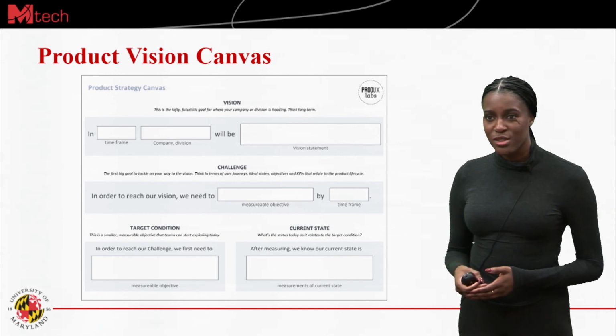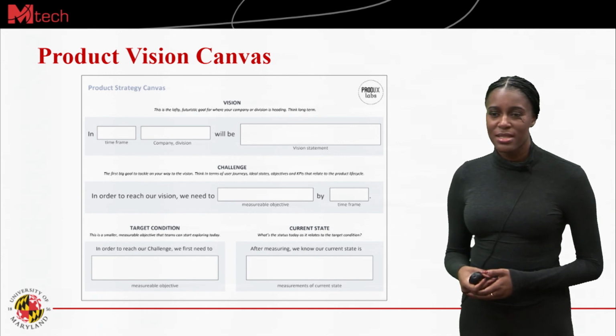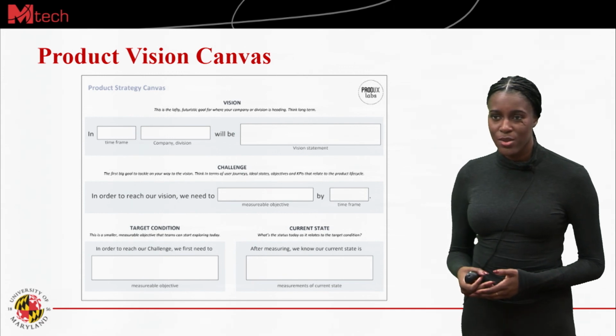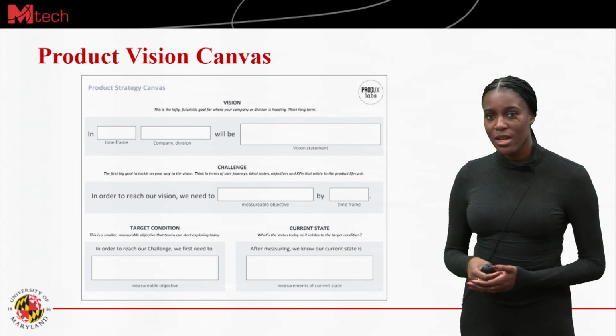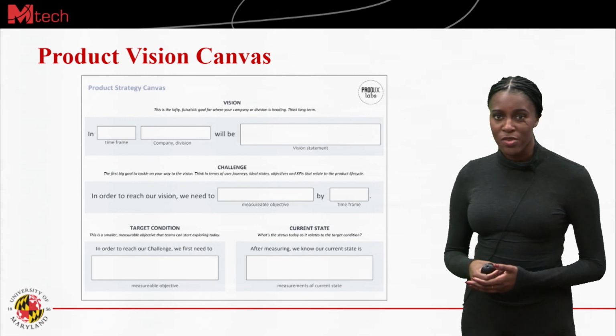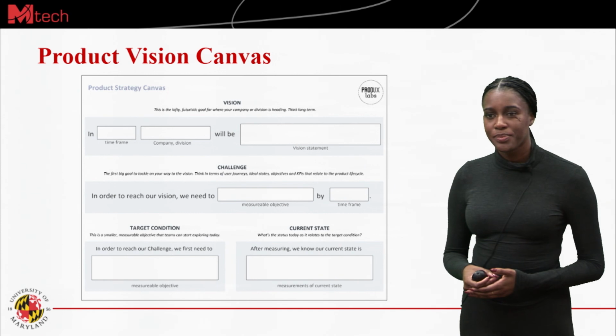Next would be the challenge. Now, what the challenge does is it describes that first key milestone that you want to achieve for your customers. And this should be a measurable objective, one that you can prove through the efforts of your work.